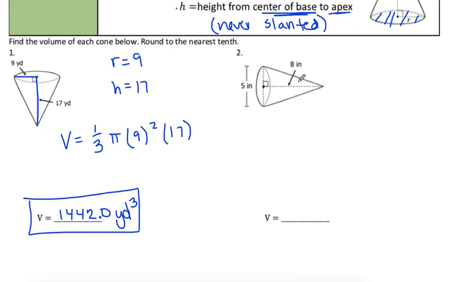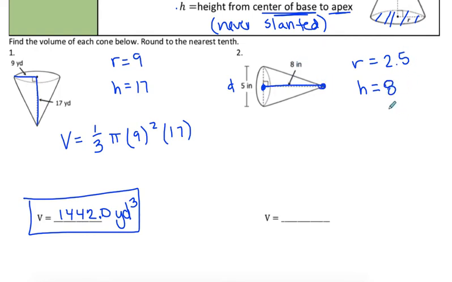On number 2. All right, so to do a cone, we need a radius and a height. So the radius here, we get 2.5. Notice I had to cut this 5 in half. They gave me the diameter here. The radius I have to divide by 2. The height, going from center of base to apex, is 8.